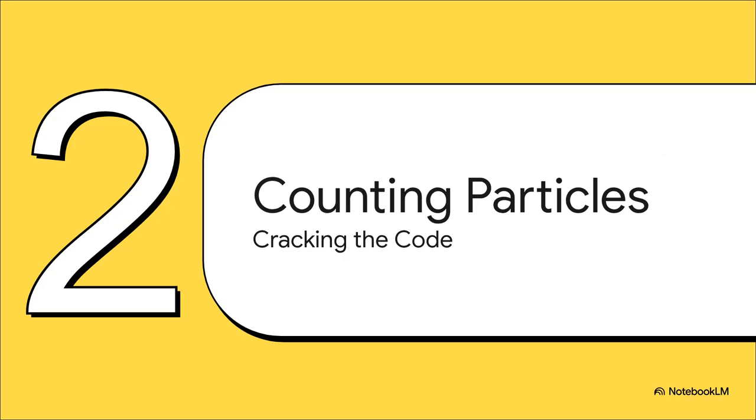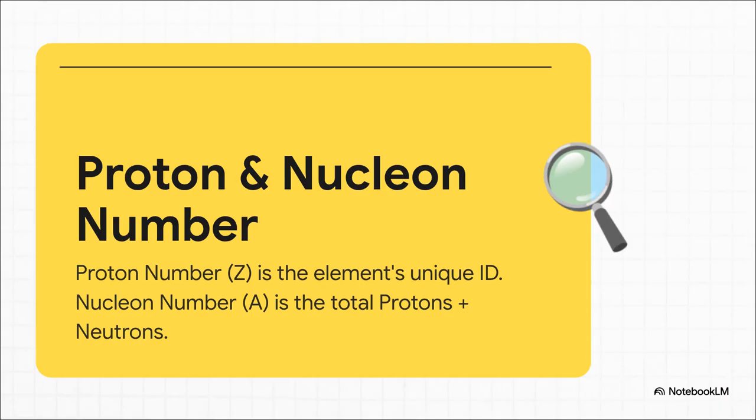So now we know what's inside. But how do we know how many of each particle a certain atom has? Well, it's all about cracking the code that you see on the periodic table. There are 2 numbers you absolutely have to know. First is the proton number. Think of this as the element's unique ID card. Every single carbon atom in the universe has 6 protons, no exceptions.